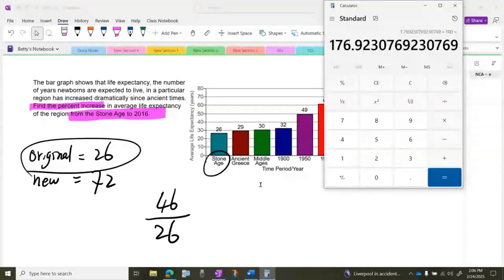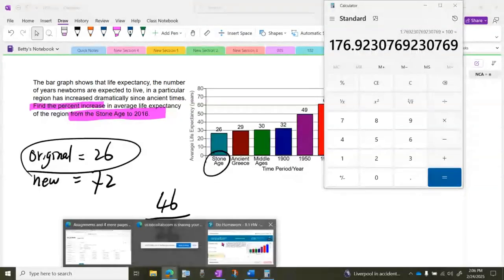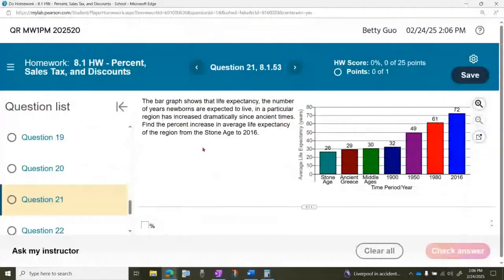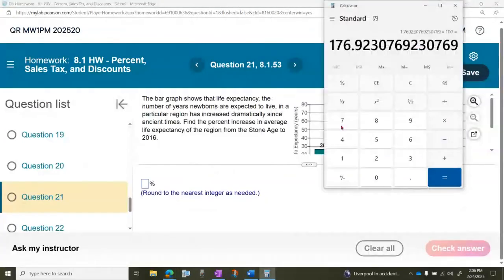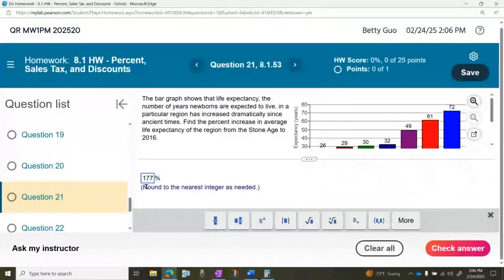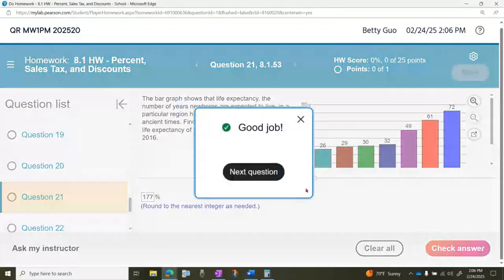And how do we round it? It says, very important: round to the nearest integer. Okay, round to the nearest integer. So 9 is bigger than 5, right? So 177. So 177%. That's the percent increase. All right.